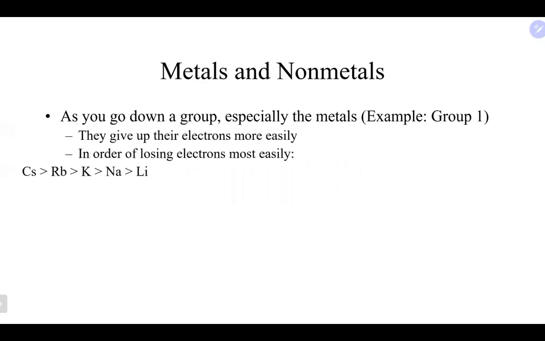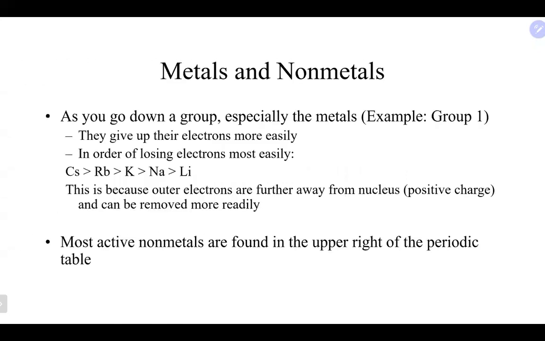So let's talk a little bit about some periodic trends as we go through this. We talked a little bit about when we did the lab, I think the other day, metals and non-metals. As you go down a group, especially in group 1, they tend to give up their electrons a lot easier. So in order of losing electrons most easily, cesium versus rubidium, potassium, sodium, and lithium. This is again because they are further away from the nucleus. They're not held as tightly.